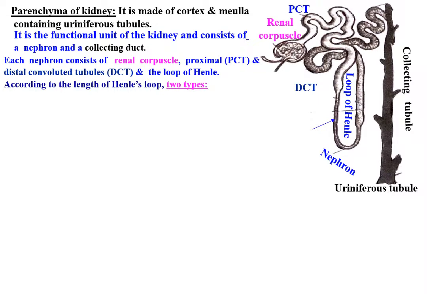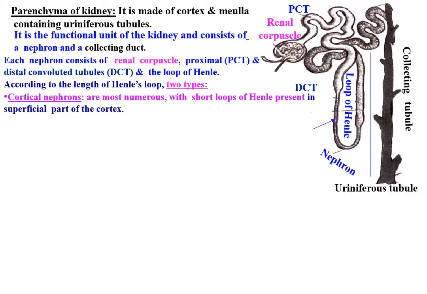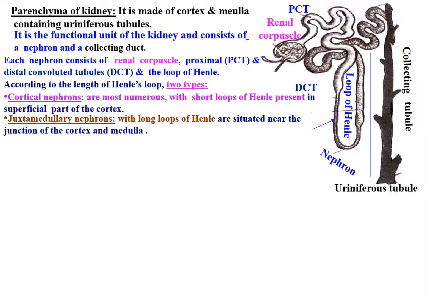According to the length of Henle's loop, two types of nephrons are present. Cortical nephrons are most numerous, with short loops of Henle present in the superficial part of the cortex, and juxtamedullary nephrons with long loops of Henle are situated near the junction of the cortex and medulla.